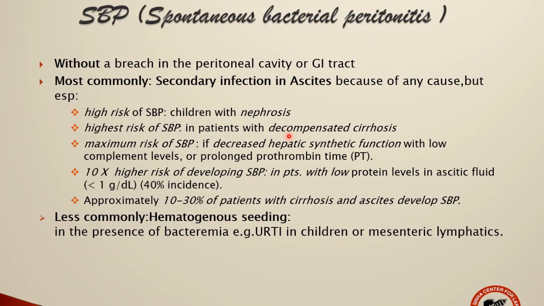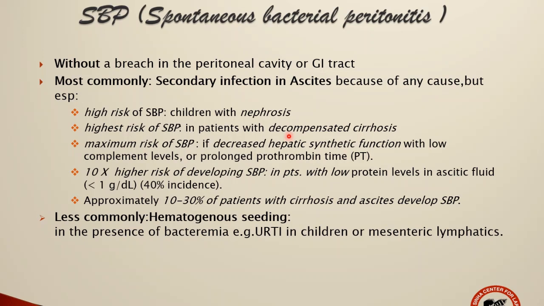A patient with compensated cirrhosis is much less liable to get an infection in the ascites as compared to a patient who has had decompensated cirrhosis. And similarly, if this patient has decreased hepatic synthetic function with low complement levels or prolonged prothrombin time, he is at maximum risk of this form of peritonitis. In fact, in those patients who have a low protein level in ascitic fluid, less than 1 gram percent, there is a 40% incidence or 10 times higher risk of developing this form of spontaneous bacterial peritonitis.